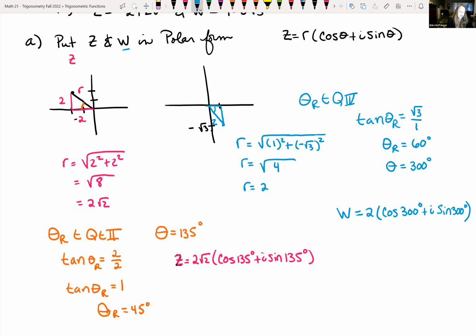So you should be able to now multiply these together, divide these together, find Z or W to some power. You should be able to find the root of these.